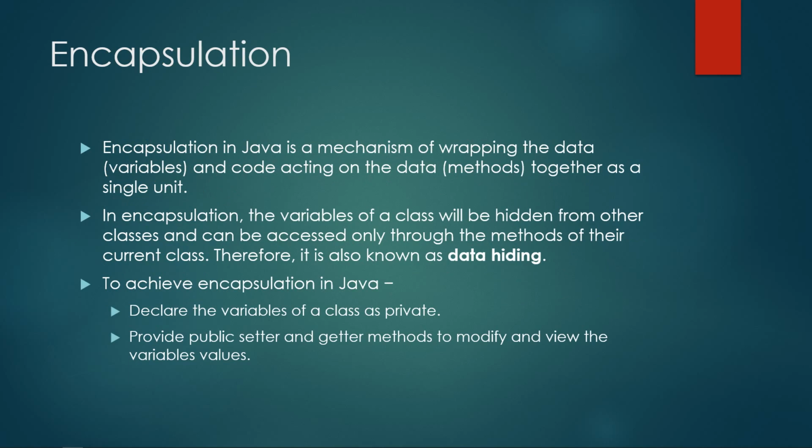Encapsulation. Encapsulation in Java is a mechanism of wrapping the data variables and the code acting on the data, which is known as methods, together as a single unit. In encapsulation, the variables of a class will be hidden from other classes and can be accessed only through the methods of their current class. Therefore, it is also known as data hiding. To achieve encapsulation, we have to declare the variables of a class as private and provide public setter and getter methods to modify and view the variable values.